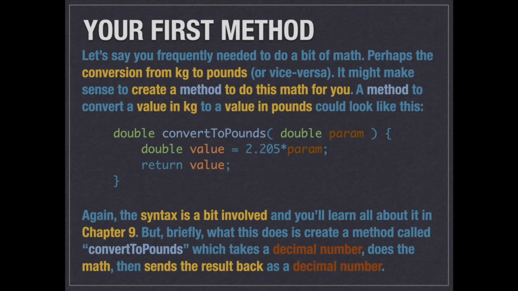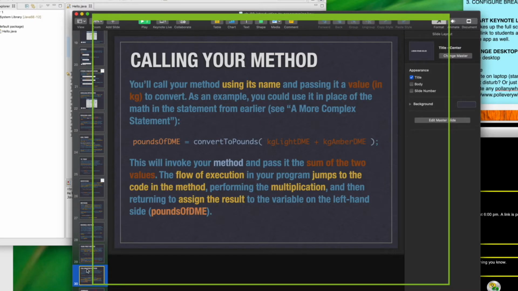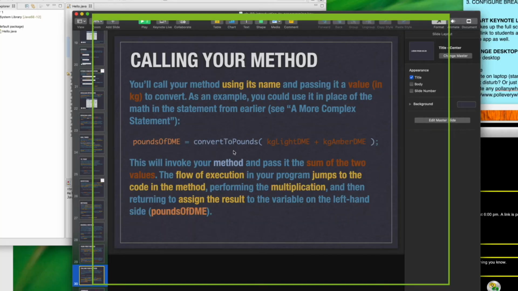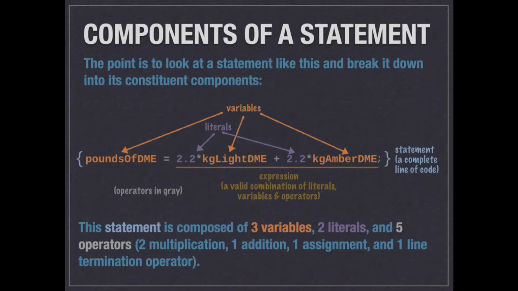So we do try to not cut and paste as much as possible. To call the method, again, you need to know the method name. It was convertToPounds. So to do that same calculation we had earlier in this slide, we broke that statement up into its little constituent elements. We had two values in kilograms. We needed to convert them to pounds. We needed to add them together and convert them to pounds.